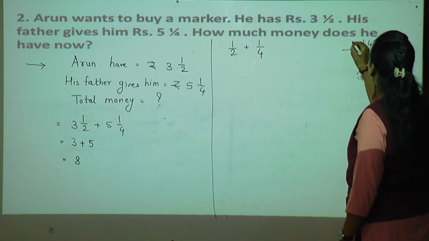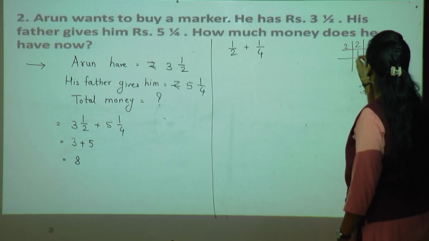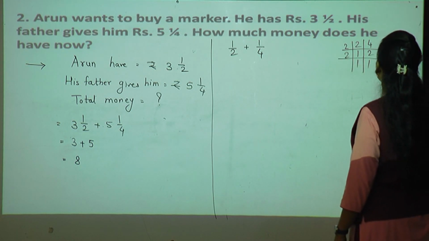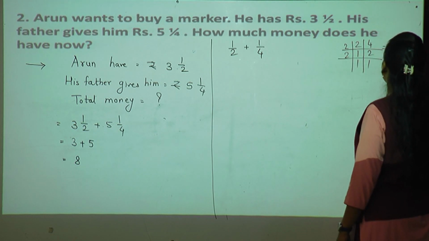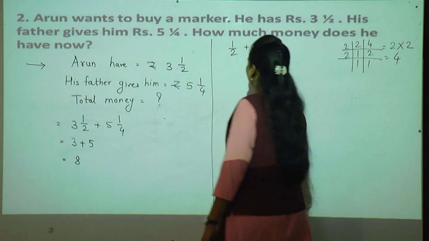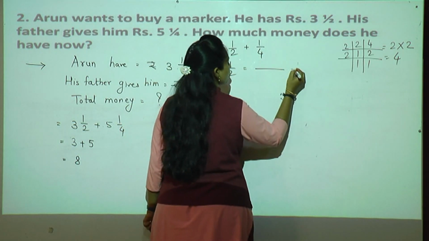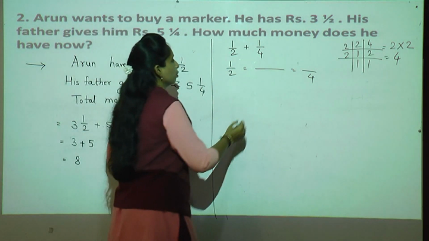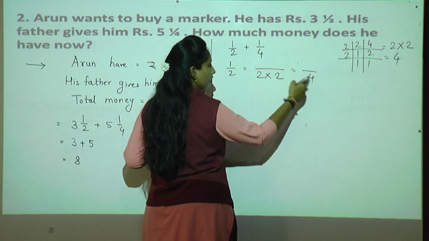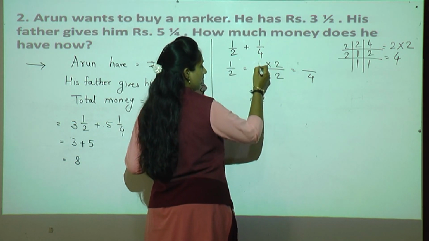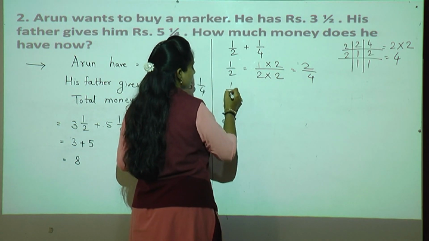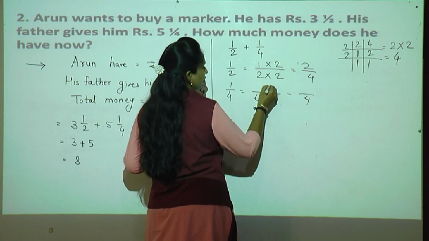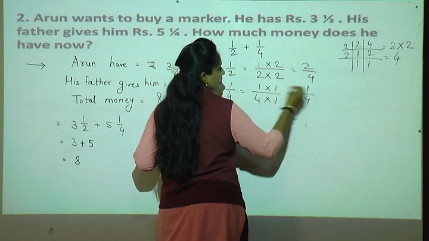Now denominators are not same, so we have to find out the LCM of both the numbers. 2 1s are 2, 2 2s are 4, 1 has it is 2 1s are 2. So what are the multiples of 2 and 4? 2 multiplied by 2. So 2 2s are 4. So 1/2 is equals to, the denominator should come because the LCM of 2 and 4 is 4 only. So we have to multiply with 2 2s are 4. So here also 2, 1 2s are 2. The next 1/4. The denominator should come 4. So 4 1s are 4. So here also 1, 1 1s are 1.